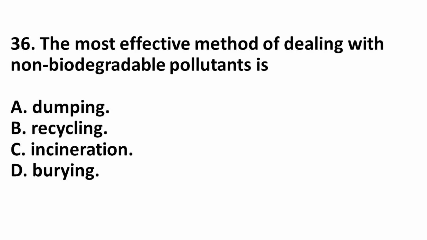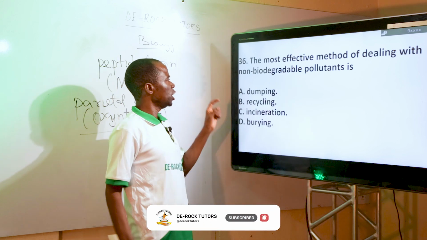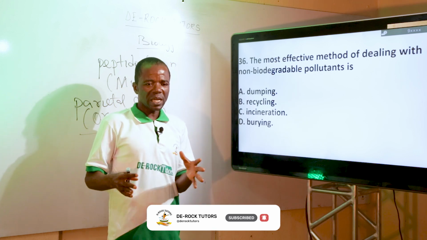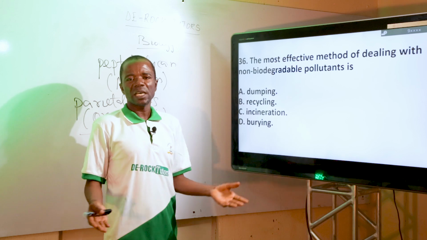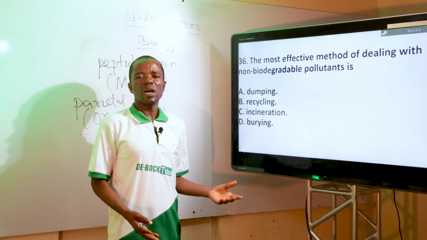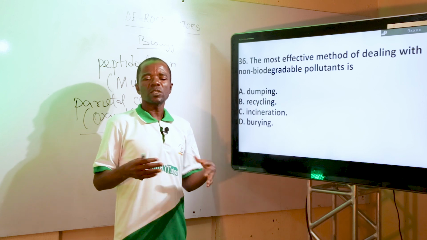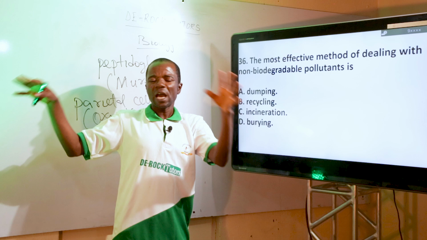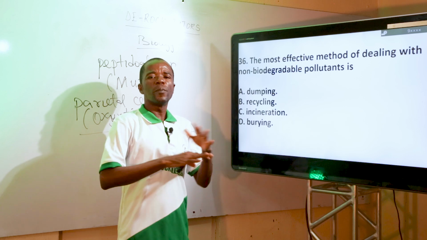Let's go to number 36. The most effective method of dealing with non-biodegradable pollutant is dash. Let's first of all consider what a non-biodegradable pollutant is. Now, there are two types of pollutants in terms of whether they can easily be broken down by microorganisms or not. Let's take a look at metal scraps or glasses or ceramics. All of them, metal scraps, plastics, rubber, ceramics, are examples of non-biodegradable pollutants. That is why around our environment, everywhere is littered with plastic, because microorganisms cannot break them down.